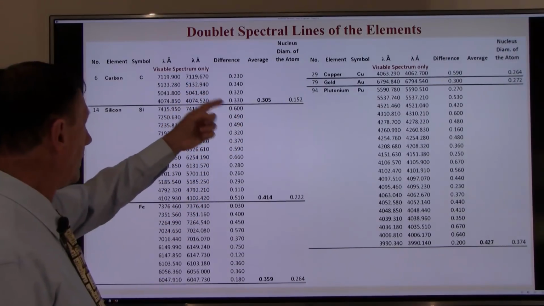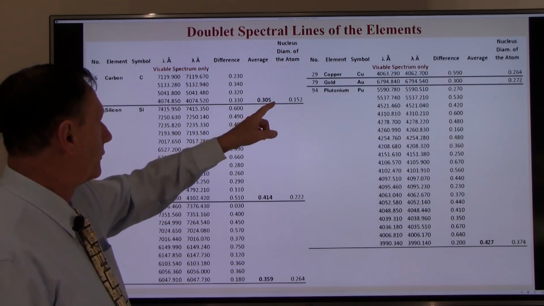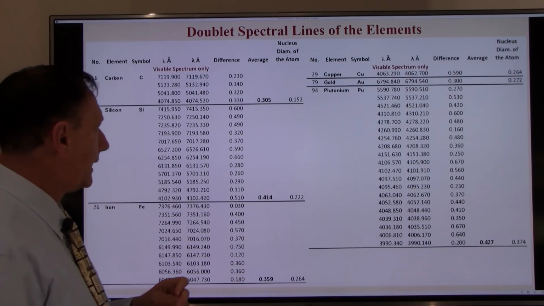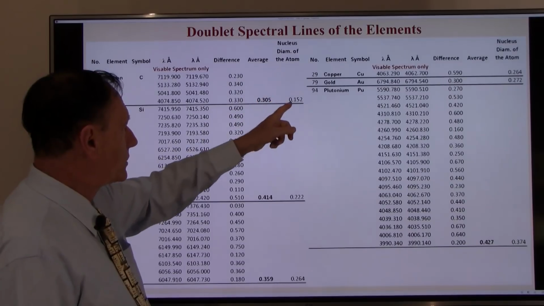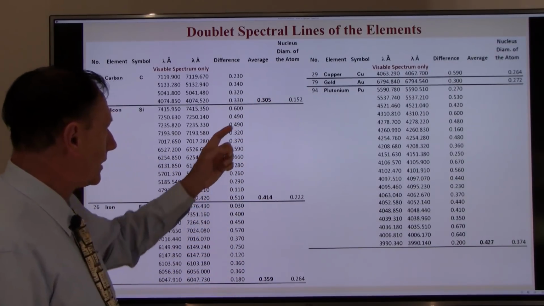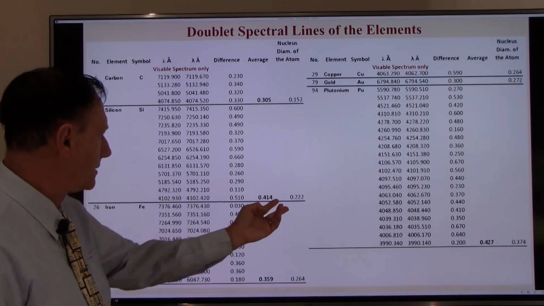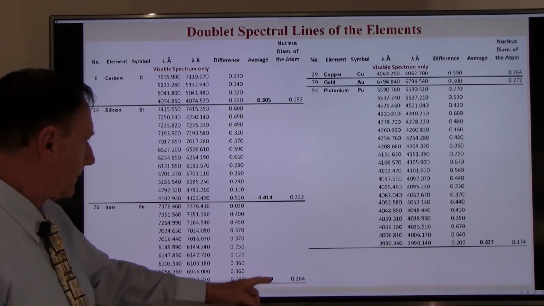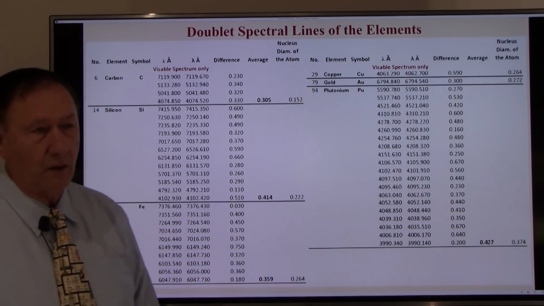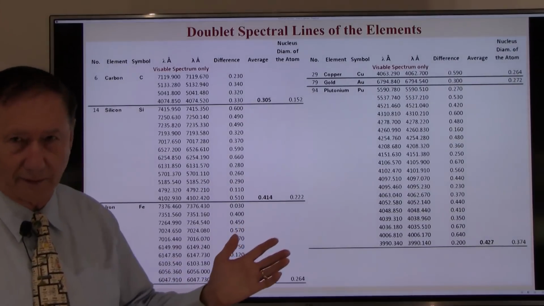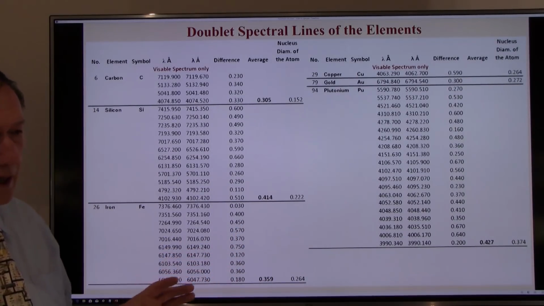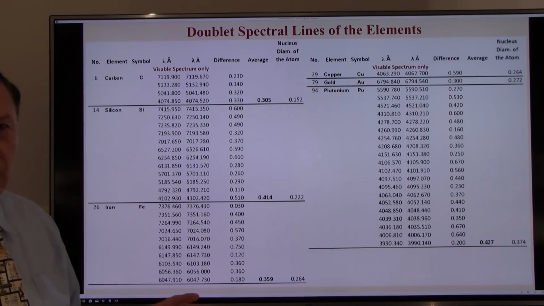The average for carbon was like 0.305 angstrom units, and they think the diameter of the nucleus is 0.152 angstrom units. So it's very, very close. The same thing here, it's about double here. By the way, I found at least 4 different tables trying to estimate the diameter of the nucleus of an atom. They're all different. They all range pretty widely. I don't think they know, and a lot of it is guesswork.